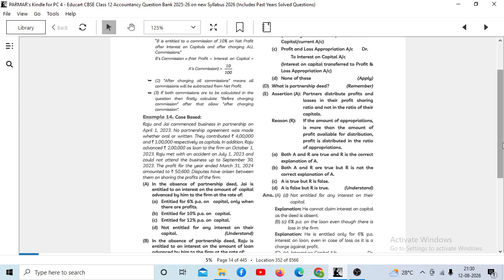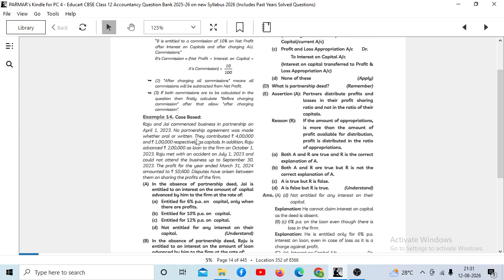Raju and Jay commenced business in partnership on April 1, 2023. No partnership agreement was made, whether oral or written. Now you have to concentrate on this point. What they are telling: no partnership agreement was made, whether oral or written. If a partnership agreement is not made, in that case what are the partners supposed to follow? The partners are supposed to follow the Partnership Act. Is the concept clear? If the partnership agreement is not made, they are supposed to follow the Partnership Act.